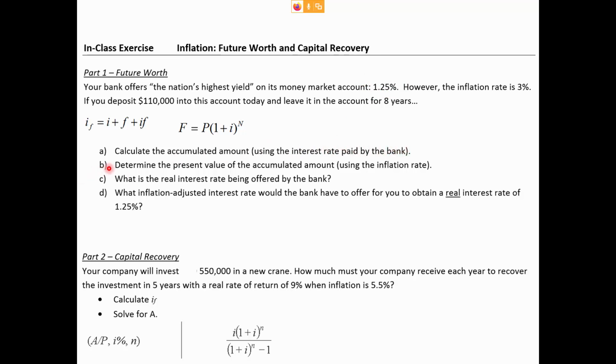And then in step B, you're going to calculate the present value of those dollars. And so the amount that you found in step A, discount that from 8 years in the future to the present, and it says here using the inflation rate. And then finally in step C, calculate the real interest rate. So calculate I in this formula, because we know I sub f and we know f, so solve for I.